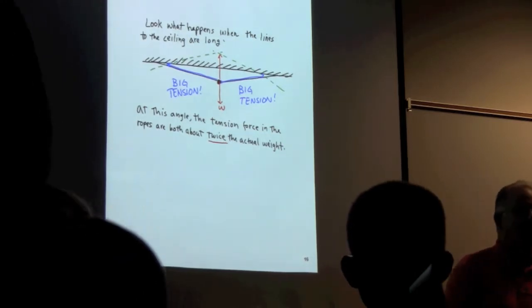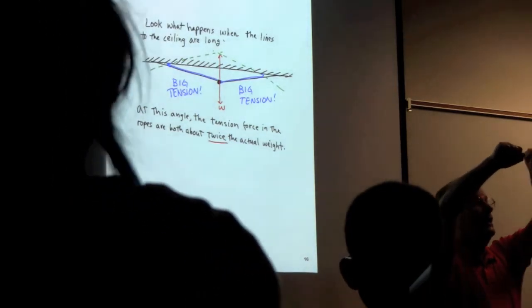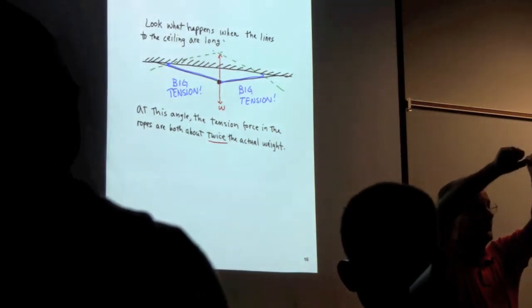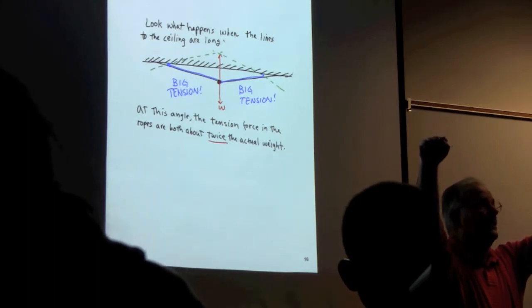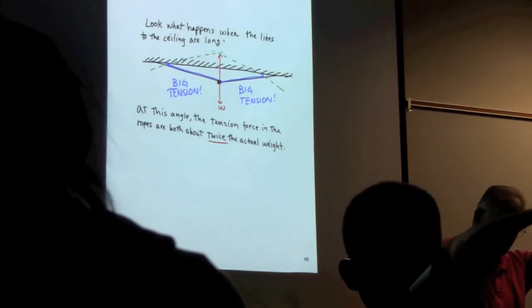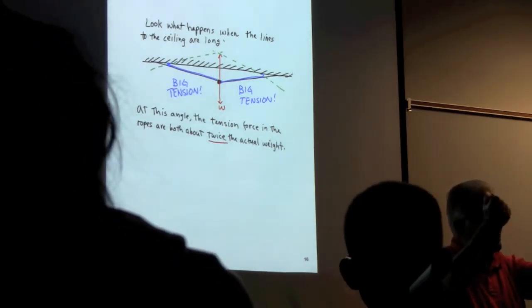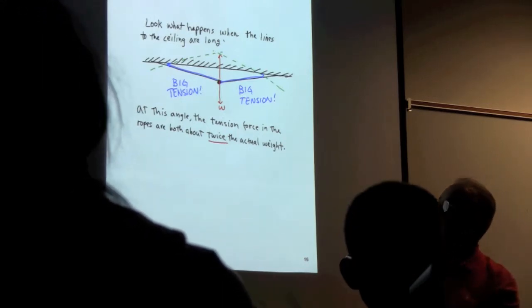I want you to realize that's why when they string telephone wires or cable wires in the air, they never make them straight. They always let them curve a little bit because they can support more weight that way.